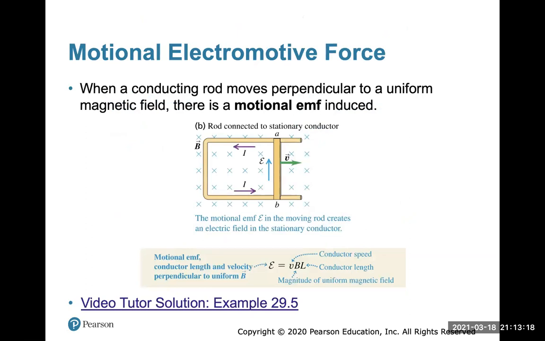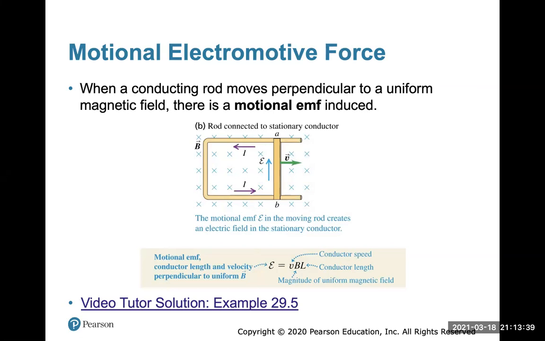When a conducting rod moves perpendicular to a uniform magnetic field in this sort of loop orientation, such that we are changing the area of the loop, there is an EMF induced associated with the motion through the magnetic field. And that's exactly what we are examining here.